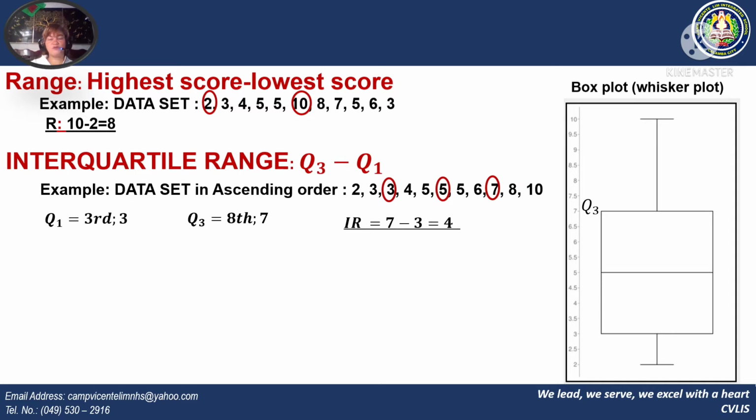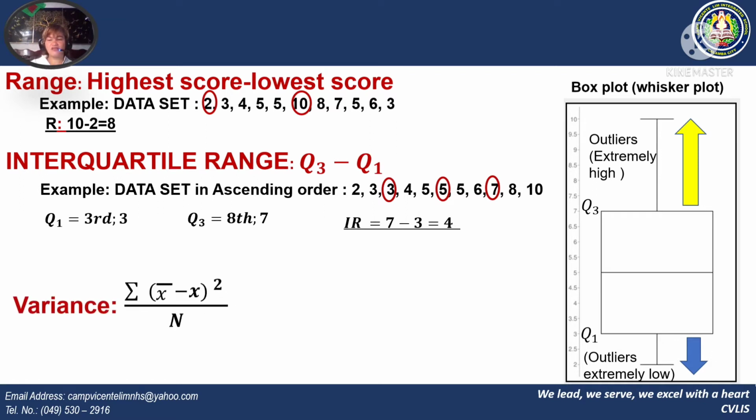Using the box plot or whisker plot, this diagram gives us a visual representation of the distribution of the data, highlighting where most values lie and those values that greatly differ from the norm, called outliers. The box plot is also referred to as the box and whisker plot or box and whisker diagram. The extremely high outliers are found in this place, while the extremely low outliers are found below the first quartile.